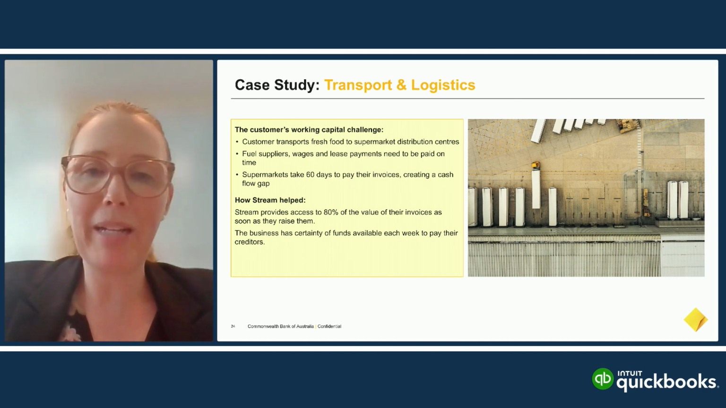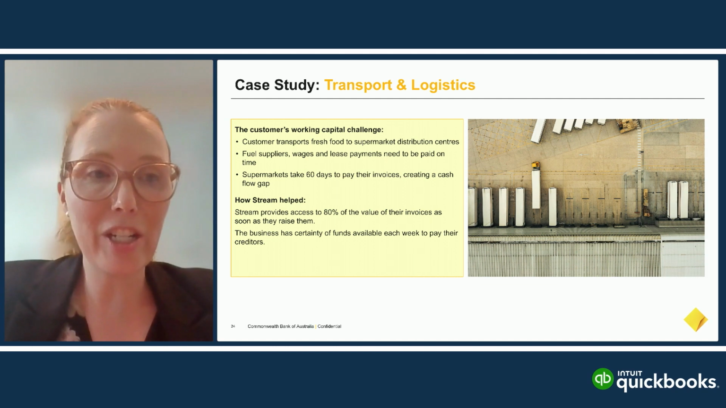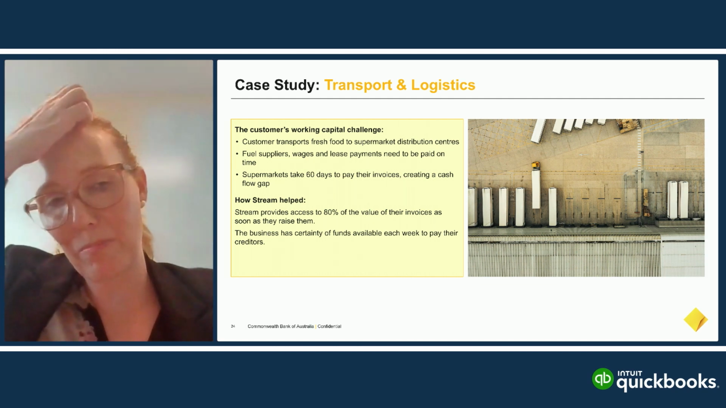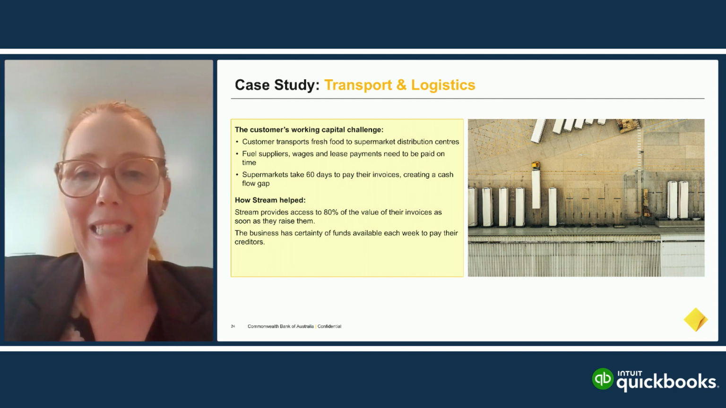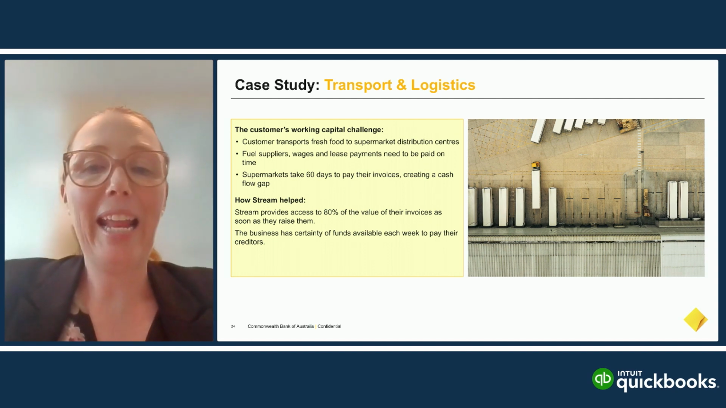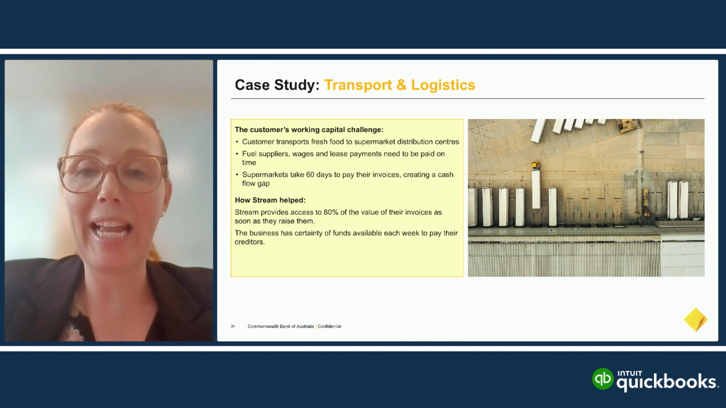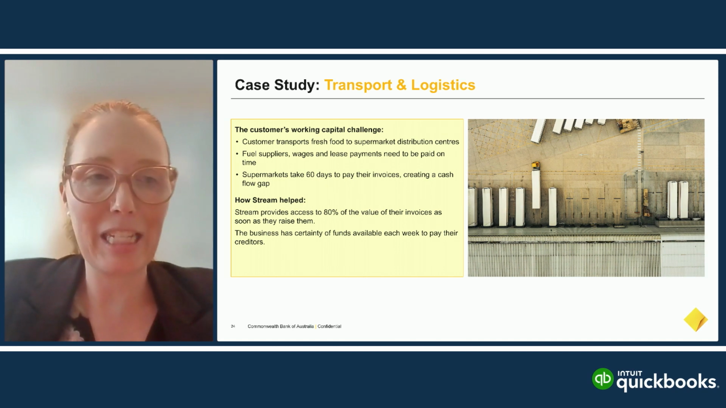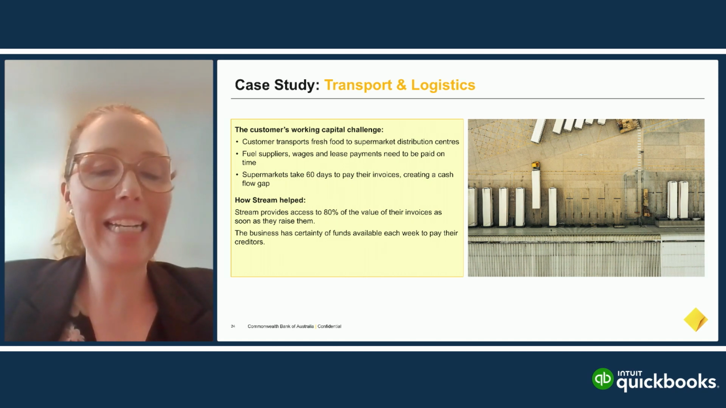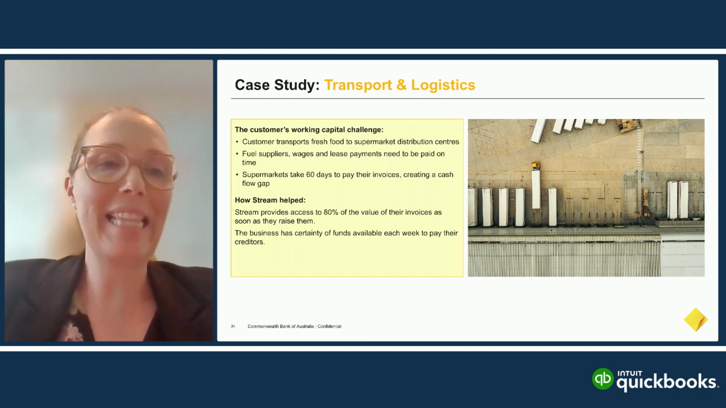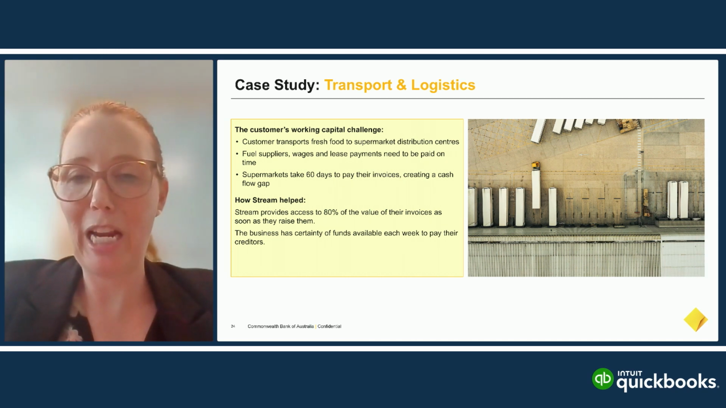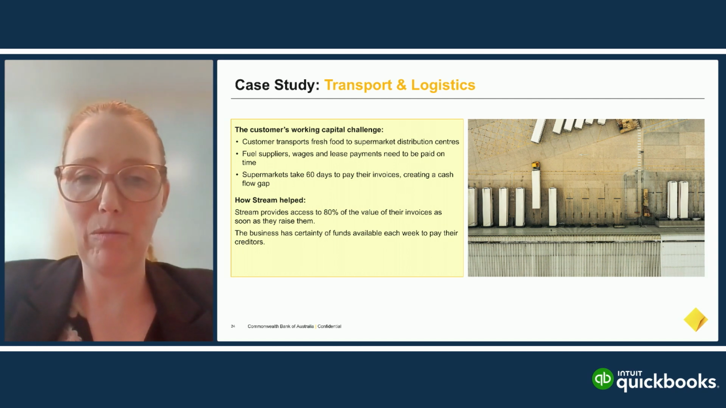They had fuel supply, increasing wages. You remember how much wage pressure was put on and labour shortage over that time frame as well, which we're still seeing some of now, lease payments, etc. And the supermarkets were pushing out terms as well and taking up to 60 days to pay for their invoices. So we really needed to step in and support this particular customer with their cash flow gap. And we did that again via Stream through 80% funding of their receivables book.